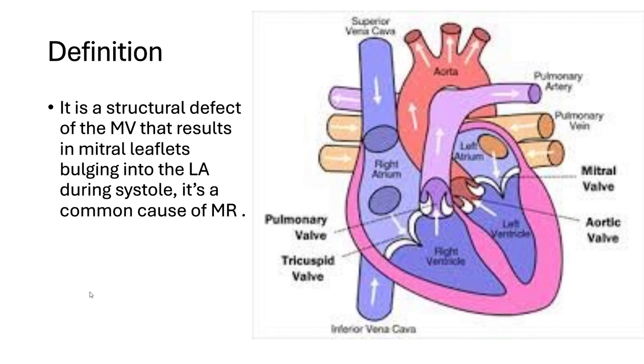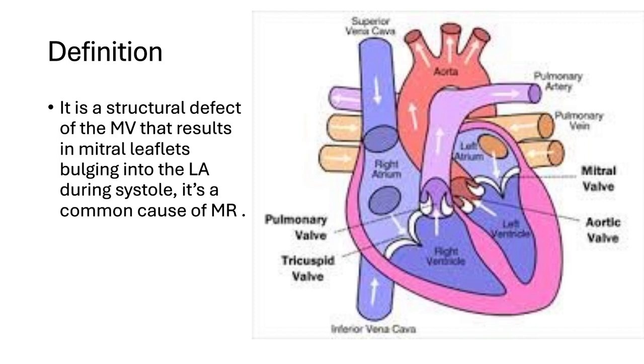So first of all, the heart has four chambers. We have the right atrium, right ventricle, left atrium, and left ventricle. We have the tricuspid valve located between the right atrium and the right ventricle, the mitral valve between the left atrium and left ventricle, the aortic valve between the aorta and left ventricle, and the pulmonic valve between the right ventricle and pulmonary artery.